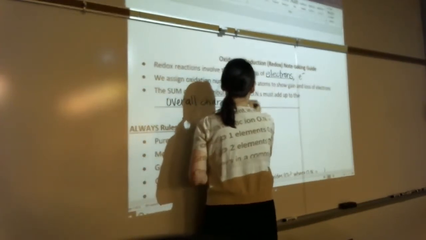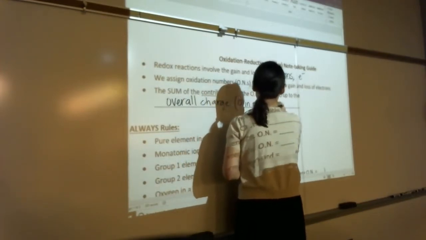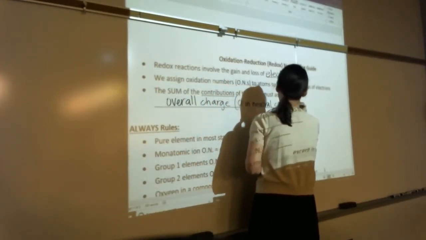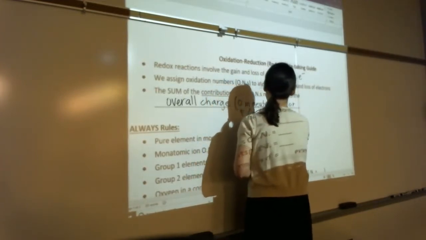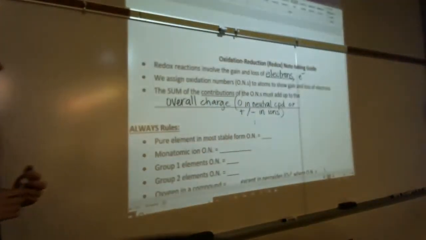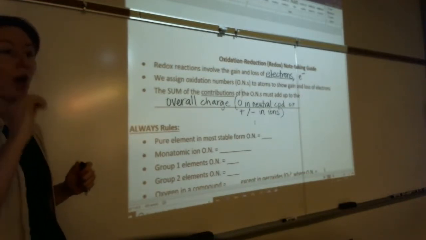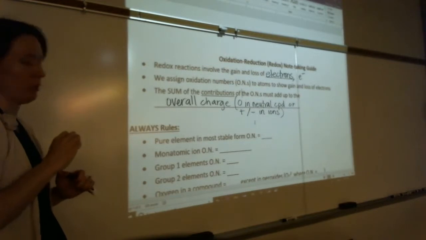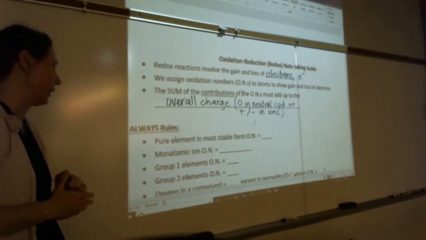So it's either going to be 0 if it's a neutral compound, or it'll be plus or minus some number in ions. The sum of the contributions must add up to the overall charge. Now I say contributions because the oxidation numbers themselves are not going to add up to the charge, but the sum of the contributions will add up to the overall charge. That's a really important detail to make sure you correct in your note guide.